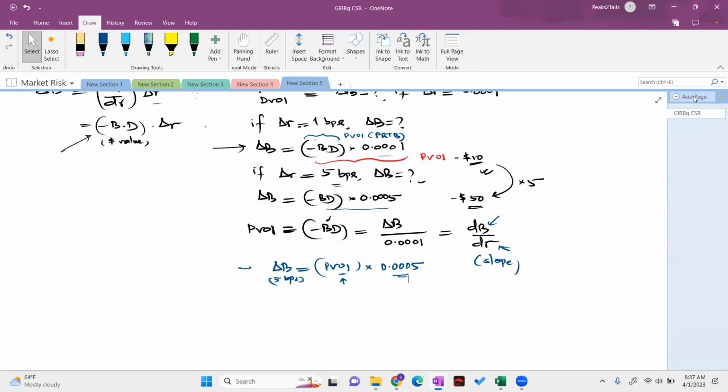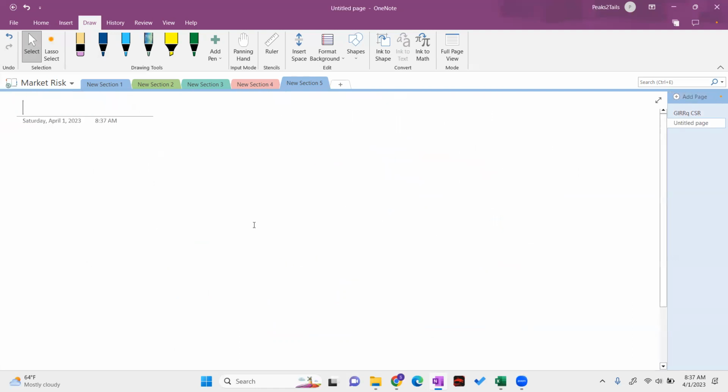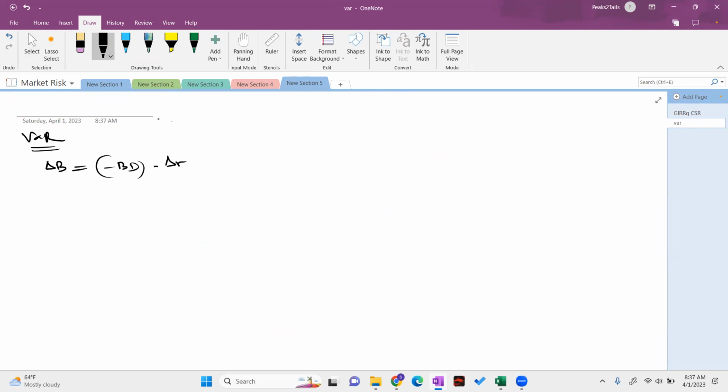Okay. All right. Next step is to use this linear equation to calculate what? Value at risk. That is what we have been doing. That is what you need to do in market risk. So we have this magical equation: delta V is equal to minus BD delta R. Remember, I'm still operating under continuous yield, continuous compounding. Accordingly, if you have discrete, your equations will change. Now, how do I calculate value at risk?